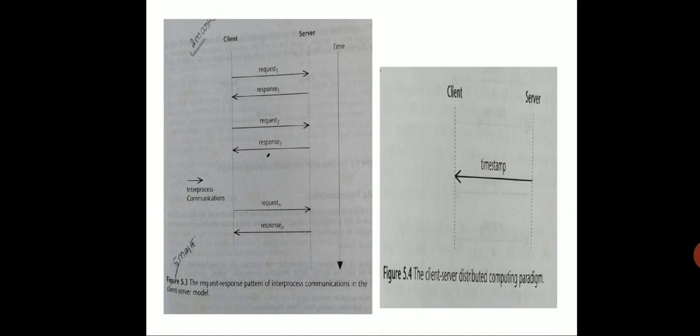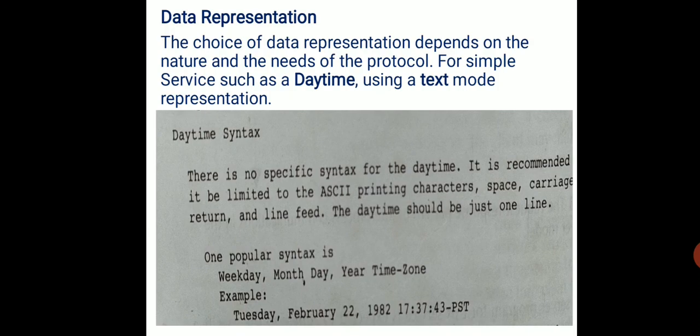The next issue is data representation. The choice of data representation depends on the nature and the needs of the protocol. For a simple service such as daytime, text mode representation is used. See here, they are giving the example of the daytime service, and this protocol is using the text mode representation. So data representation is how the data is represented, but here the data is represented in text mode.